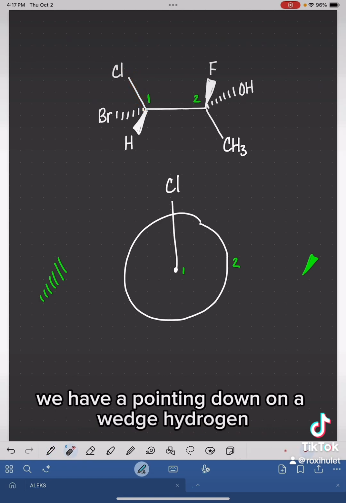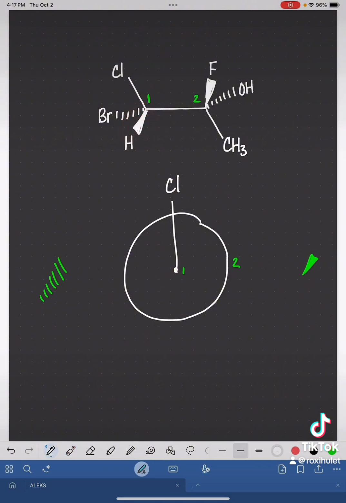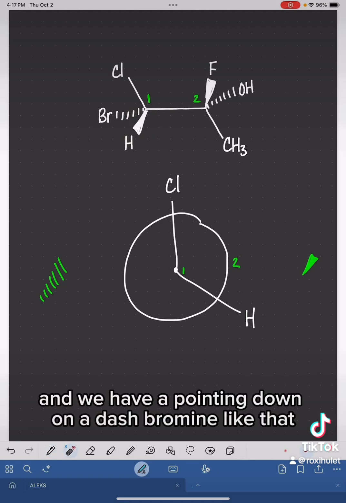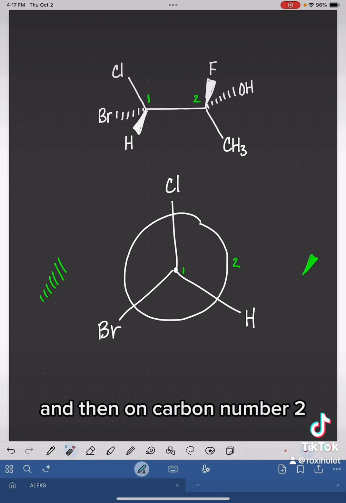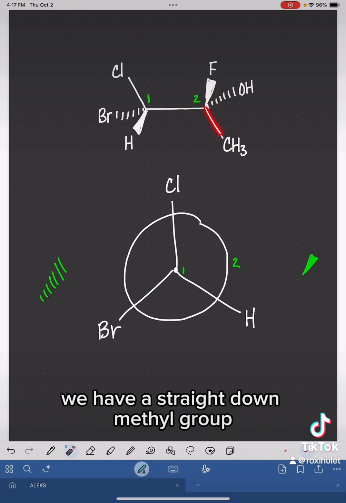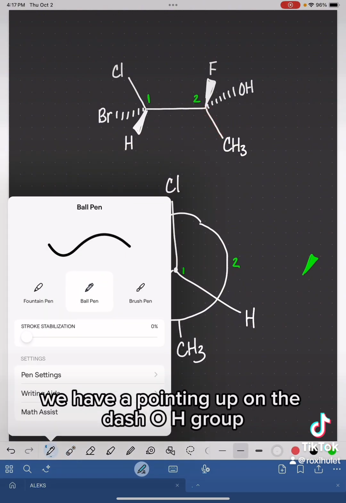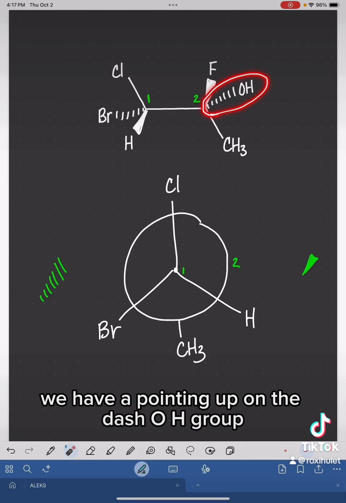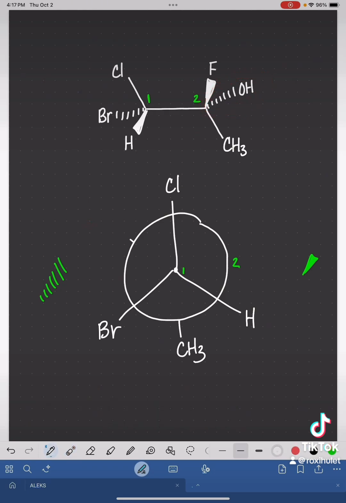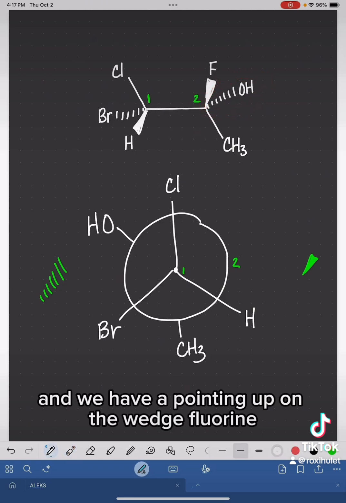We have a pointing down on a wedge hydrogen, and we have a pointing down on a dash bromine, like that. And then on carbon number 2, we have a straight down methyl group. We have a pointing up on the dash OH group. And we have a pointing up on the wedge fluorine.